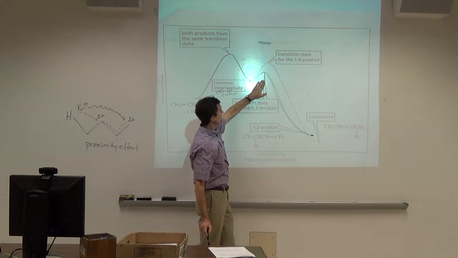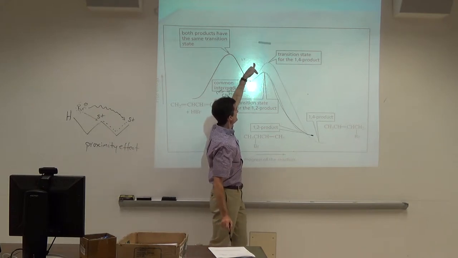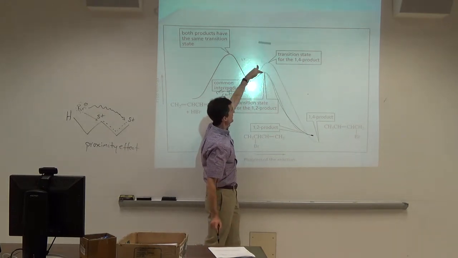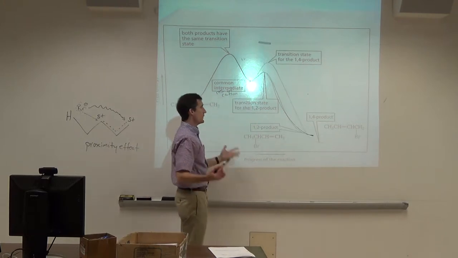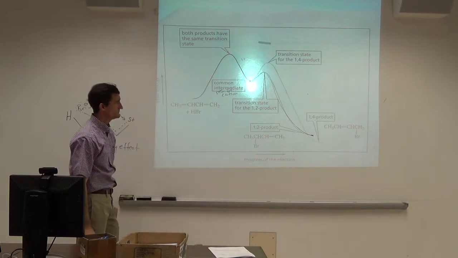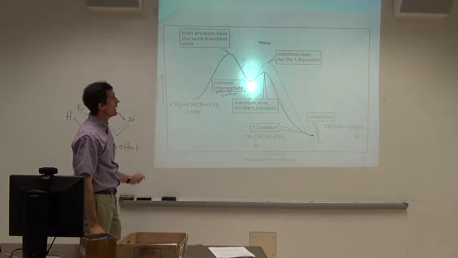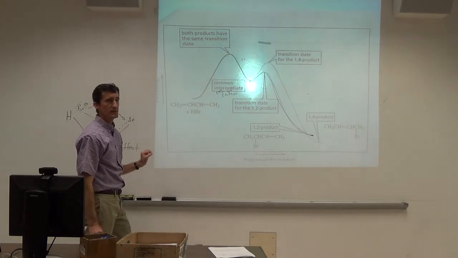Now, if you're at cold temperature, you don't have enough heat to make it over there. You have to go this way, and you come right here. You get the 1,2 product. So how do you get to 1,4? With heat, you can get to 1,4.